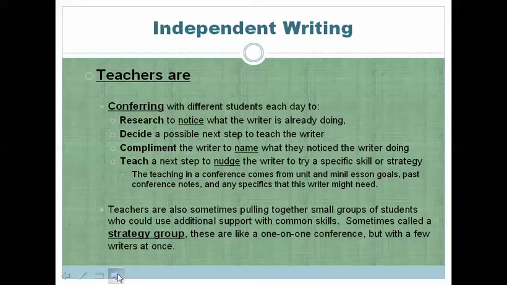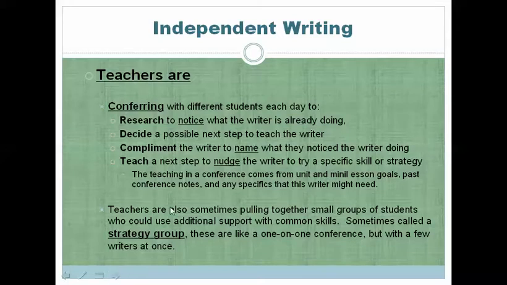A conference is about 3 to 5 minutes sometimes with one student, and the launching units or other units that you might use all are developing that learning community so that students are independent and are able to solve their problems so that you can focus on one writer at a time. When we confer, we try to keep in mind a certain process that's also a gradual release of responsibility process where we sit down near the writer and we begin to just notice what they're already doing.